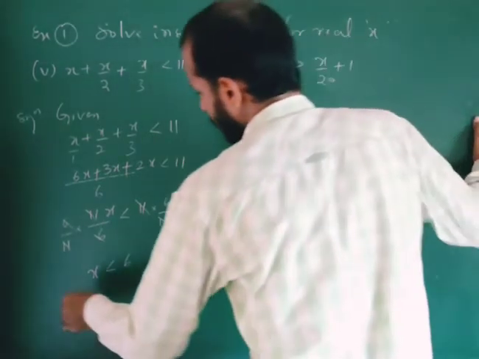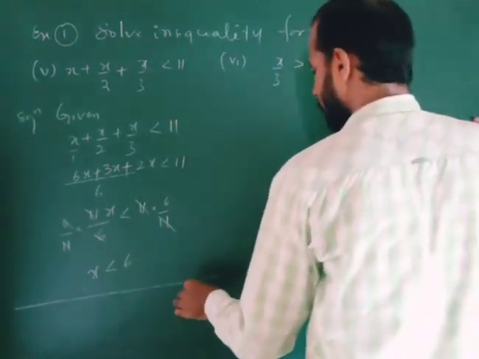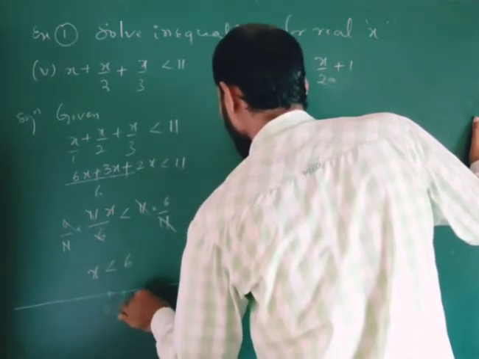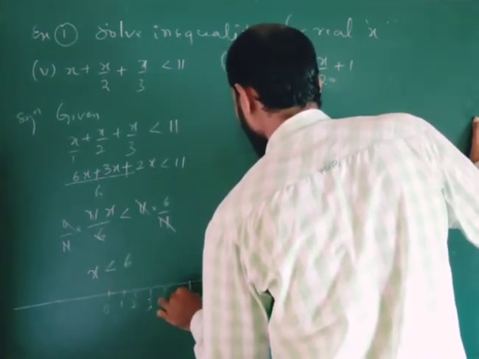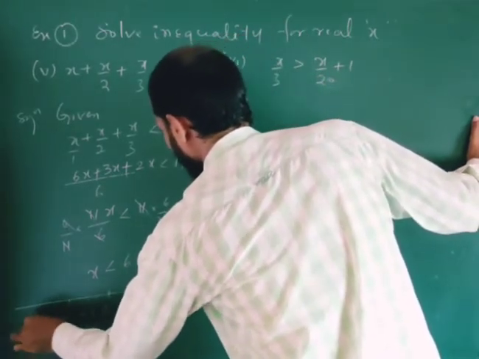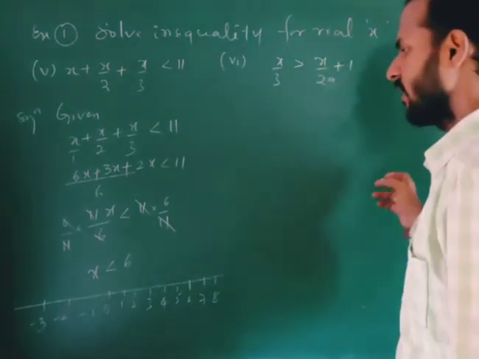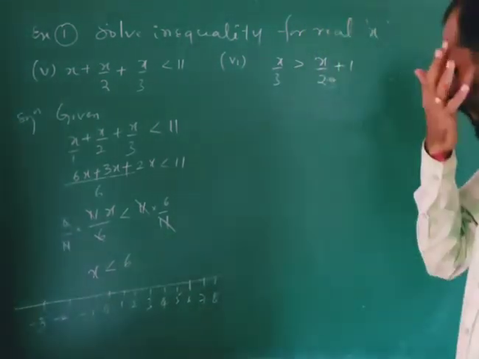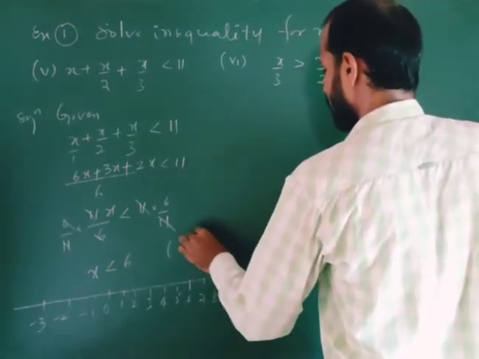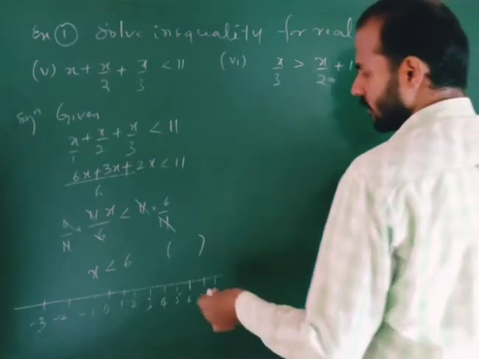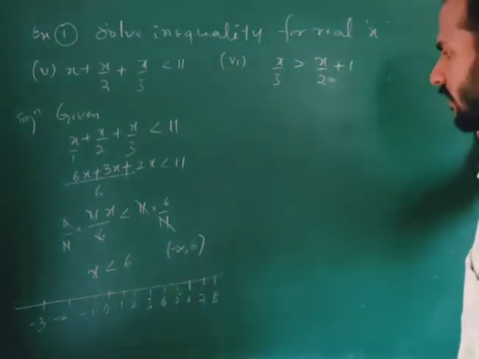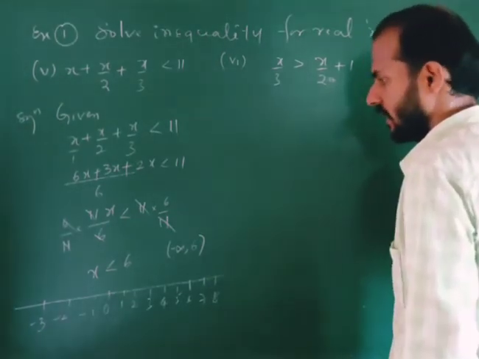If you denote this on the real line, it is 0, 1, 2, 3, 4, 5, 6, 7, 8, minus 1, minus 2, minus 3, like this. x is less than 6 we are taking. Less than 6 means it is not equal, so it is an open interval, right? Minus infinity comma 6 it is.